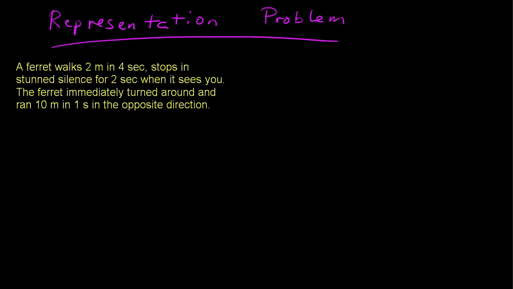For this problem, we have the following verbal representation. A ferret walks 2 meters in 4 seconds, stops in stunned silence for 2 seconds when it sees you, and immediately turns around and runs in the opposite direction. So I'm going to start with a pictorial representation.